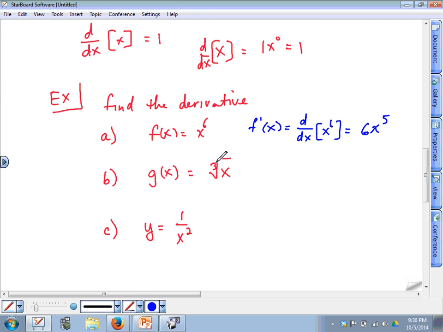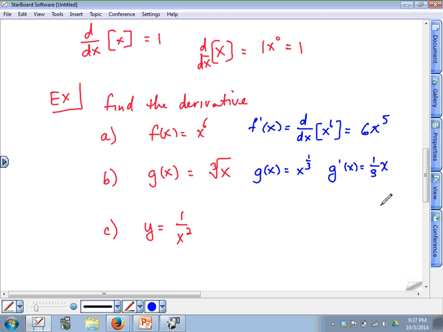And quite often, actually most of the time with radicals, it's more useful to rewrite into exponential or rational exponents. So if we think about g of x as x to the power of 1/3, now we consider g prime of x. You move the exponent to the front as a multiplier, and then you got to decrease the exponent by 1.